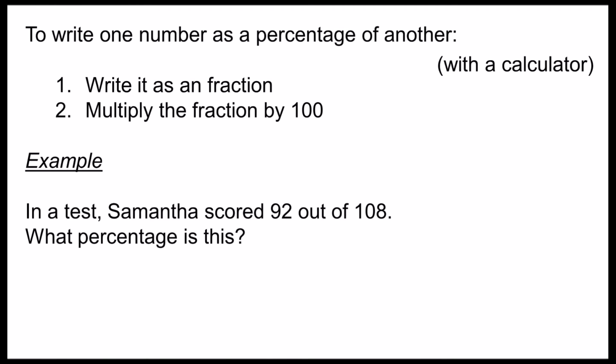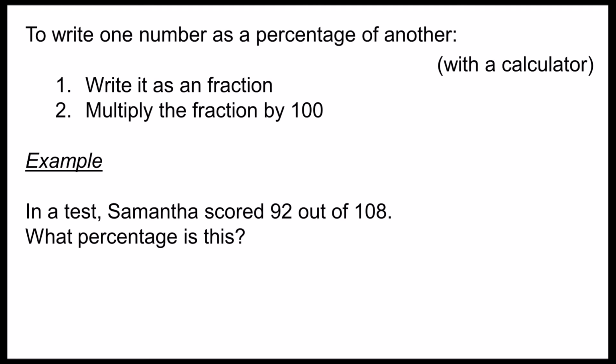The next thing is looking at writing one number as a percentage of another using a calculator. There's two steps for this. Simply write it as a fraction as we did before, and then use your calculator to times that by 100. This will give you your answer.